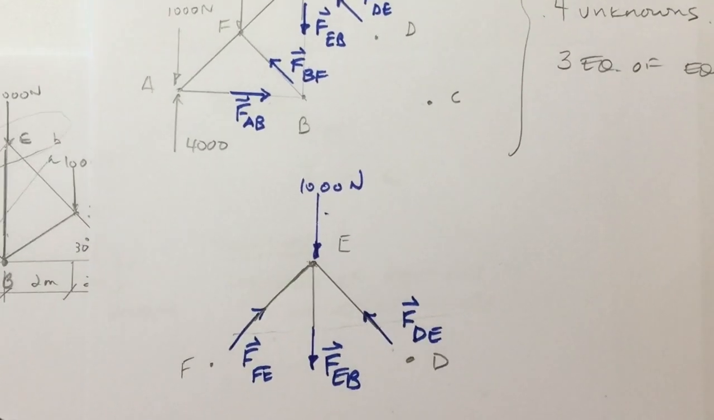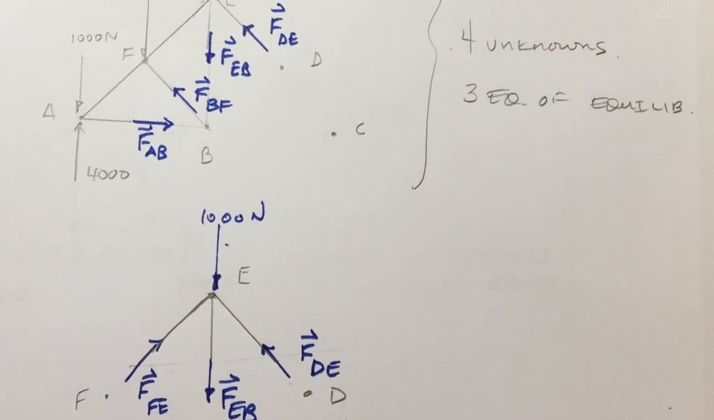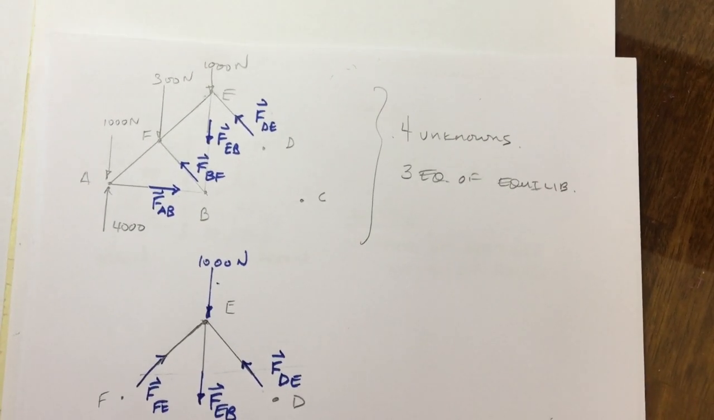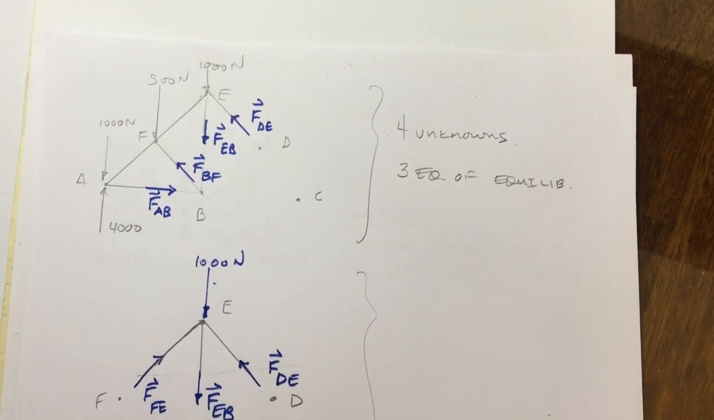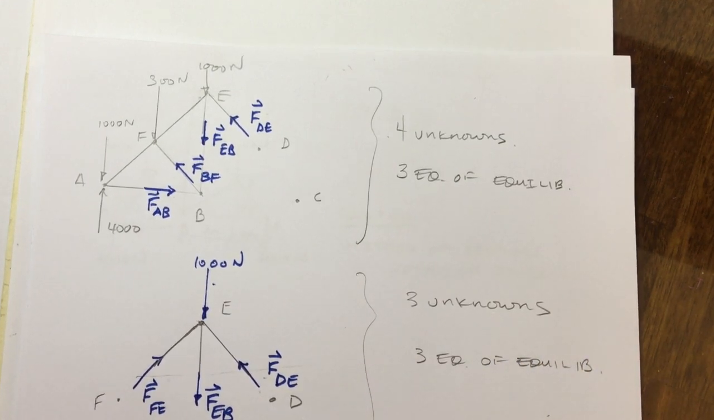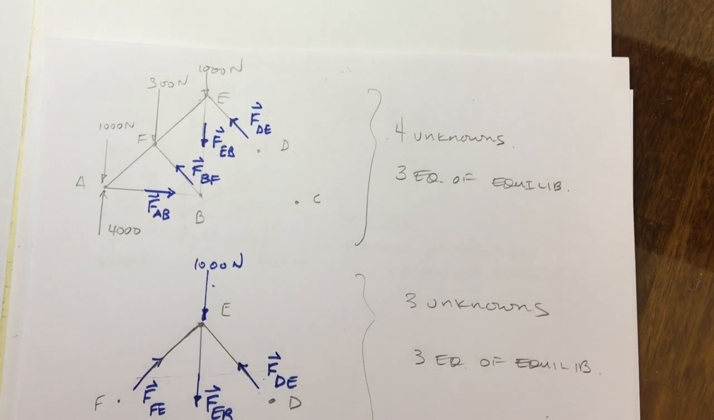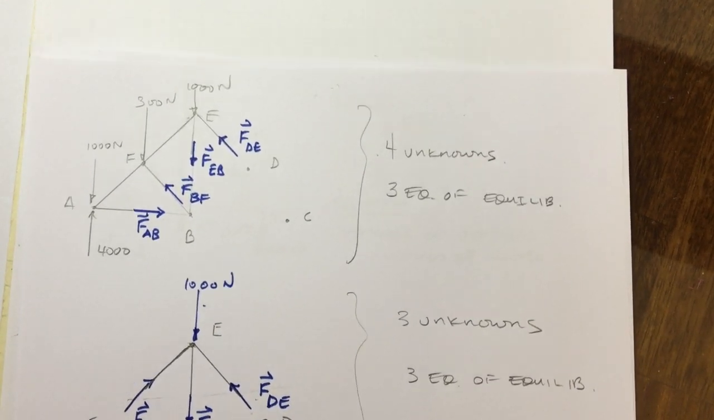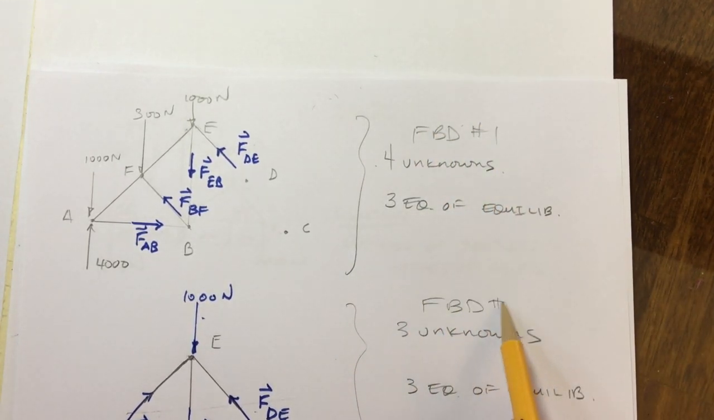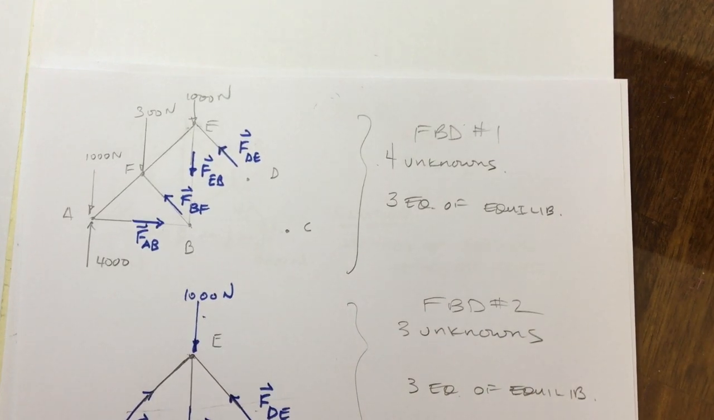Okay, so now what we have are 2 free body diagrams. In the second free body diagram, I have 3 unknowns, and I have 3 equations of equilibrium. So let's see where that gets us. So we'll call this FBD number 1. We'll call this FBD number 2. And let's solve this problem.